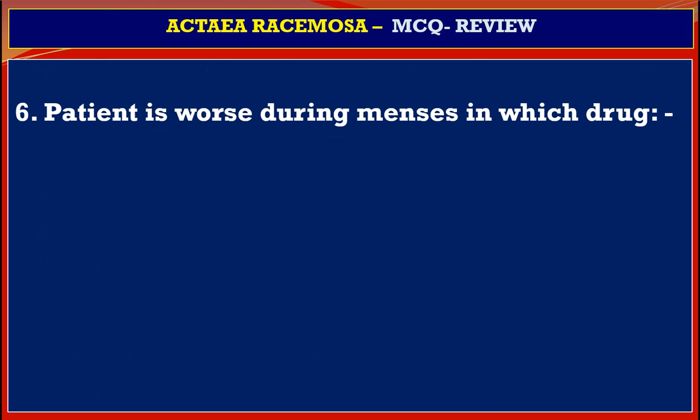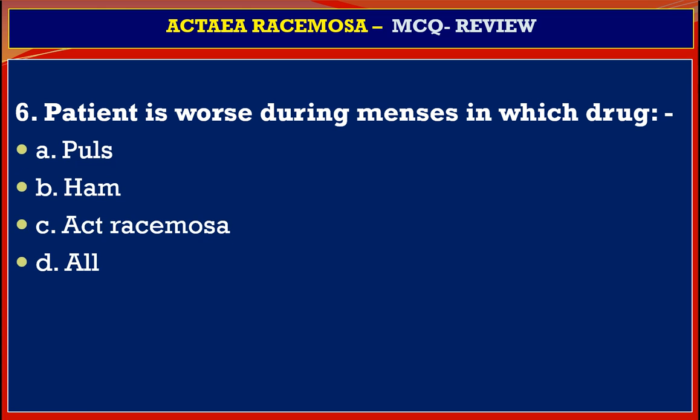The sixth MCQ is, patient is worse during menses in which drug? Variable A is pulsatilla, B is hamamelis, C is Actaea racemosa, and D is all of above. We have answer D, all of above.